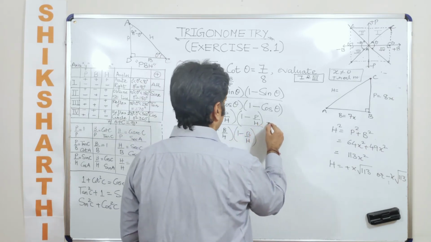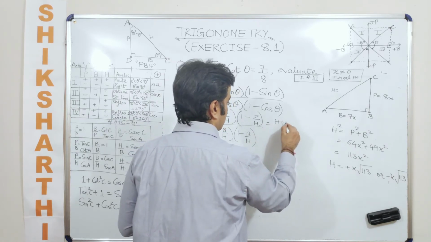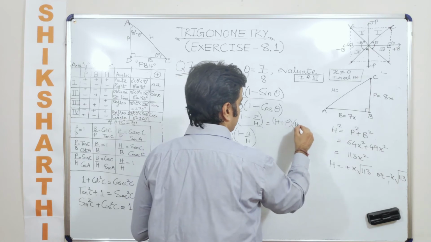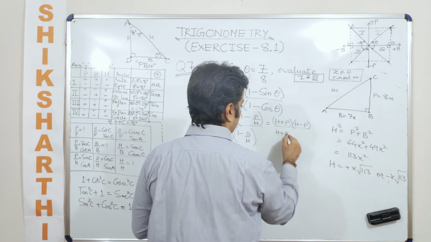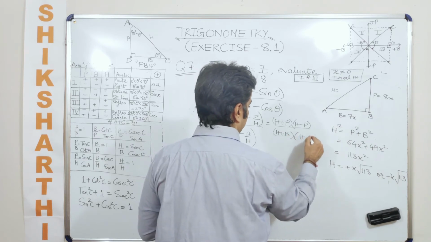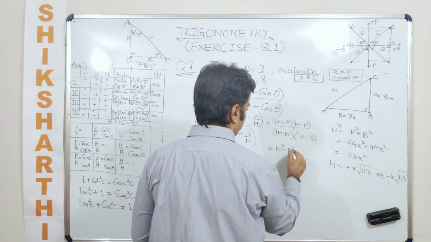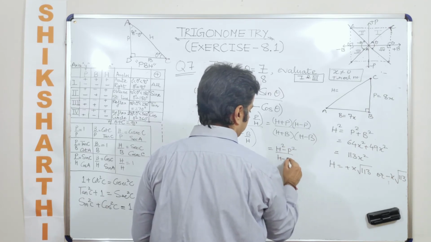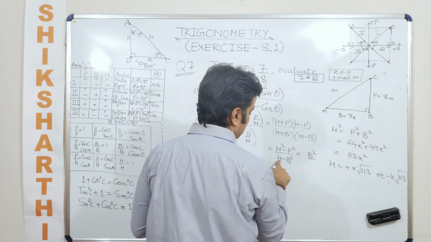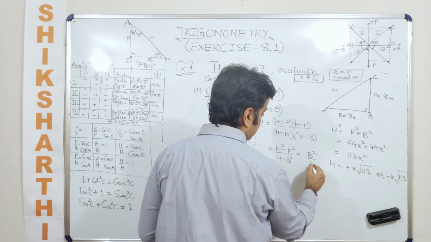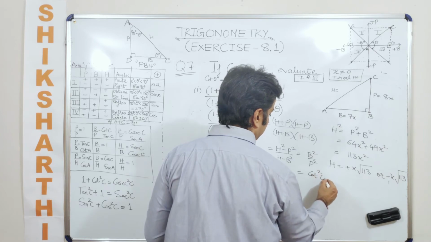So this is just like saying (h plus p) into (h minus p) divided by (h plus b) into (h minus b). Further to this, we could have written this is nothing but h square minus p square and this is nothing but h square minus b square. Now h square minus p square can be written as b square and h square minus b square can be written as p square, which is just like saying this is nothing but cot square theta.